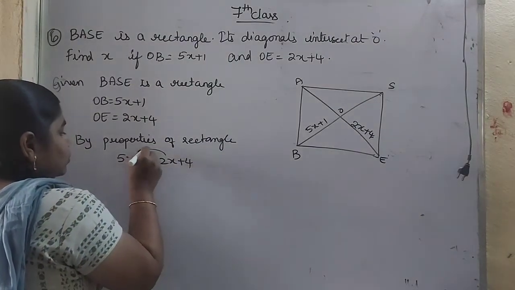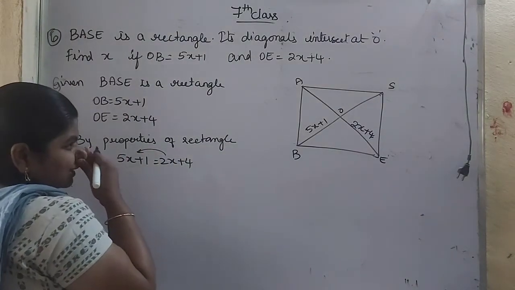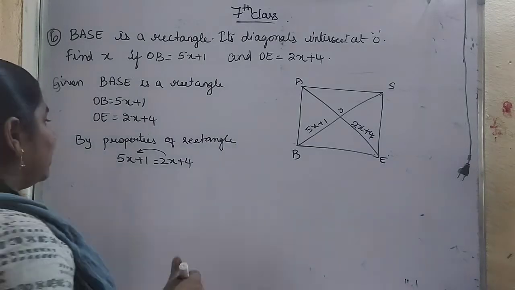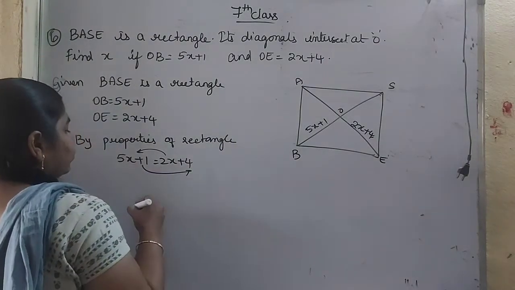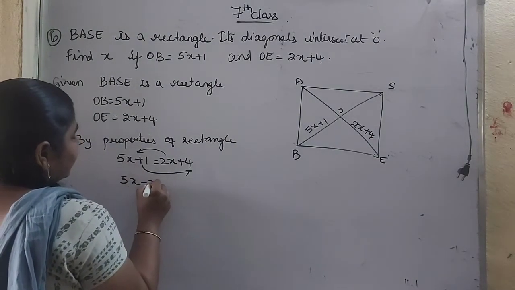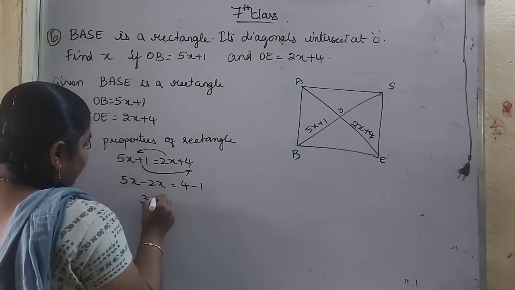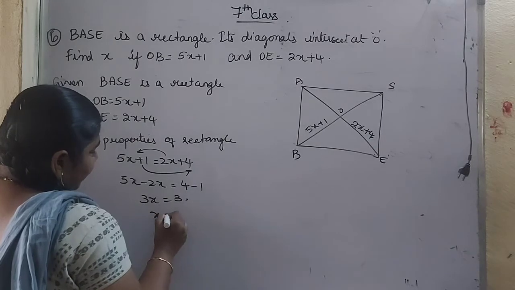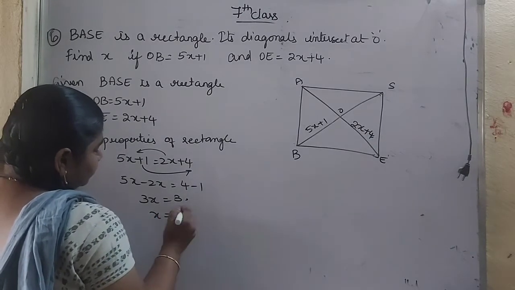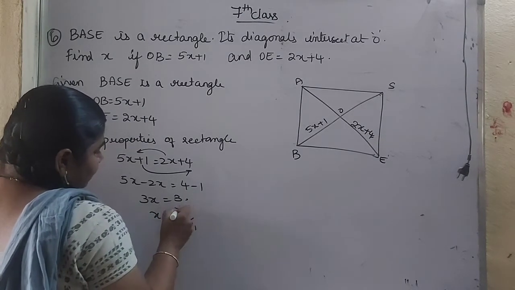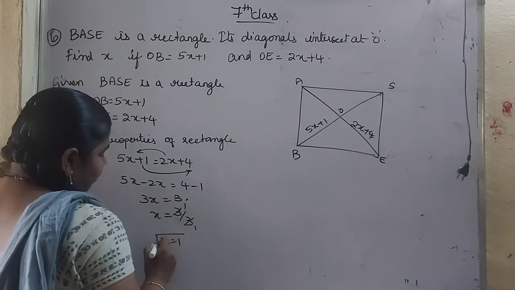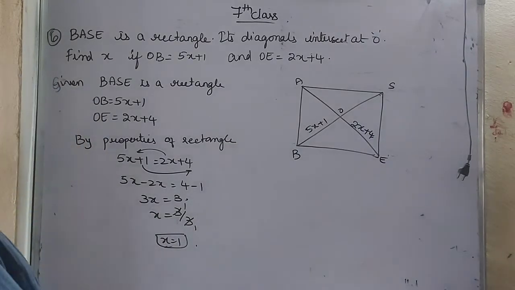Now transpose: bring all the variables to one side and take the constant values to the other side. So I am taking this plus 1 to the other side. So 5x minus 2x will be equal to 4 minus 1. 5 minus 2 is 3, so 3x is equal to 3. So x is equal to 3 by 3. So the x value will be equal to 1.